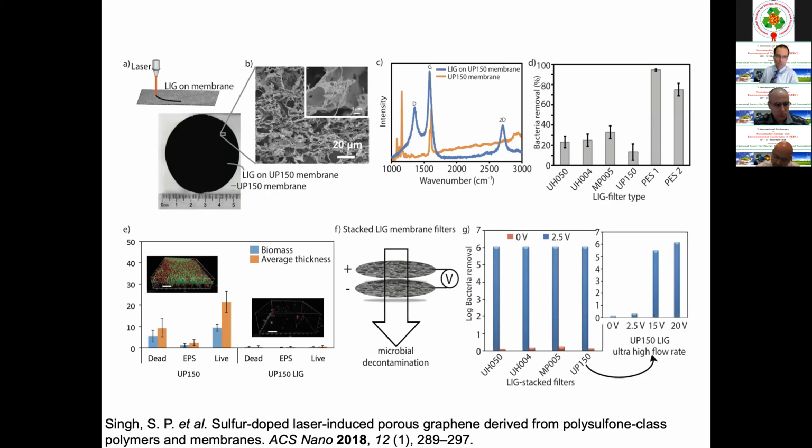as electrodes. And so when we put them in a configuration, this is a laser-induced graphene on a membrane. And when we stack these membranes in such a stack down here, you can put a voltage across it. And as you filter the solution, you can get inactivation of bacteria. So for example, this is just the bacteria removal. So you can see it.